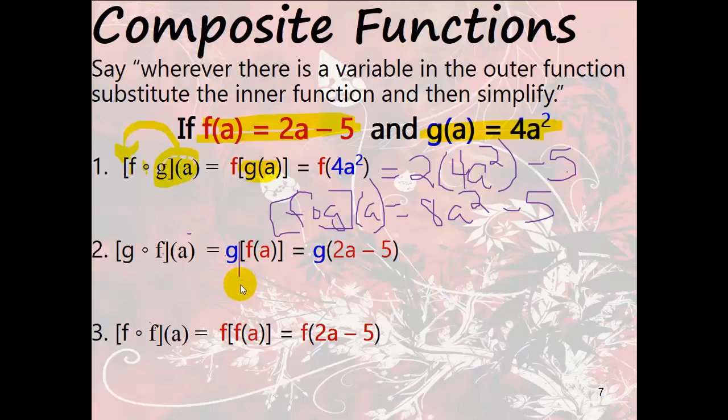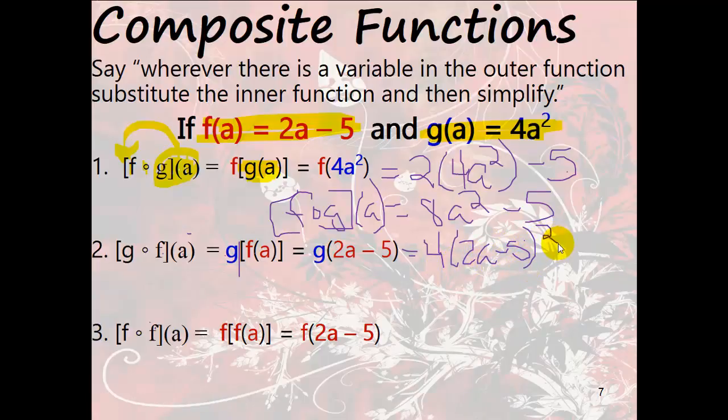So f of a is equal to 2a minus 5. So I take out the f of a here and I put in 2a minus 5. Why? Because that's what f of a equals. And I'm going to plug that into g of a. So I have 4, and then I have an a. Oh, there it is. 2a minus 5, and then I have to square it.